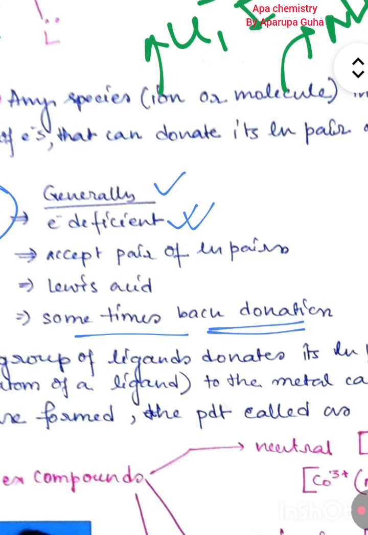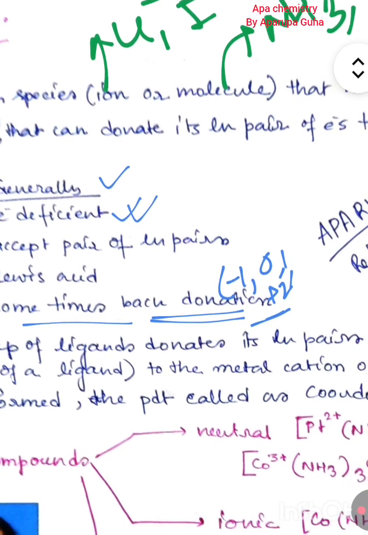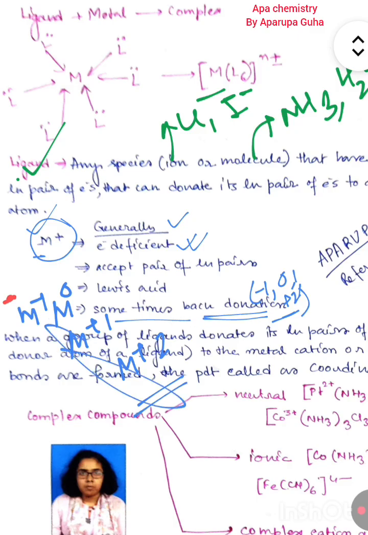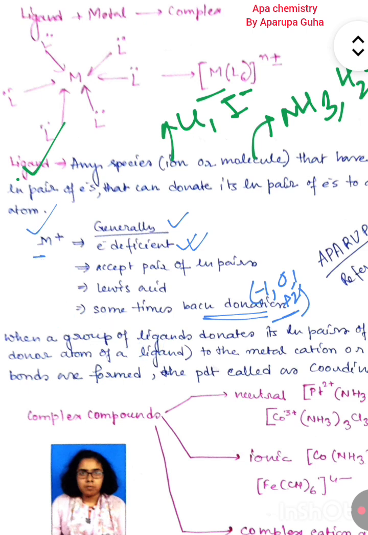बैक डोनेशन कब होता है? जब इलेक्ट्रॉन डेंसिटी मेटल में बहुत ज़्यादा हो जाता है. That may be oxidation state -1, 0, 1 or sometimes +2. That is M-1, M0, M+1, M+2. On that case, back donation can occur. Because electron density increases, so that's why back donation, that means electron density reverses back to the ligand, that should be possible.